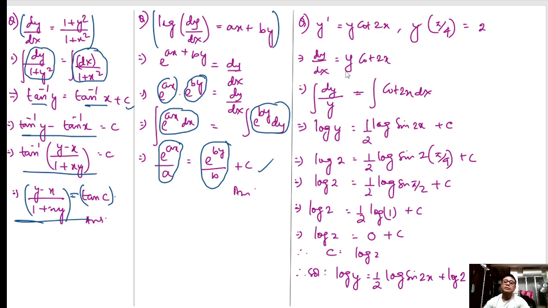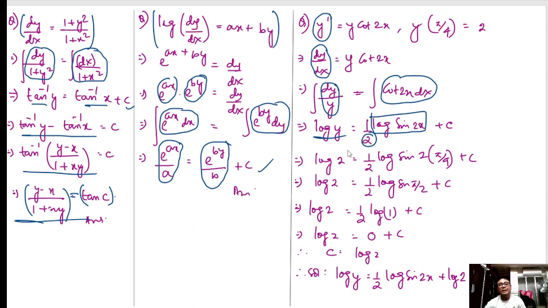Next, y dash actually means dy by dx. So now, separating the y part and the x part, we write like this, putting the integration sign. This is log y, and the integration of cot 2x is log sine 2x by 2.